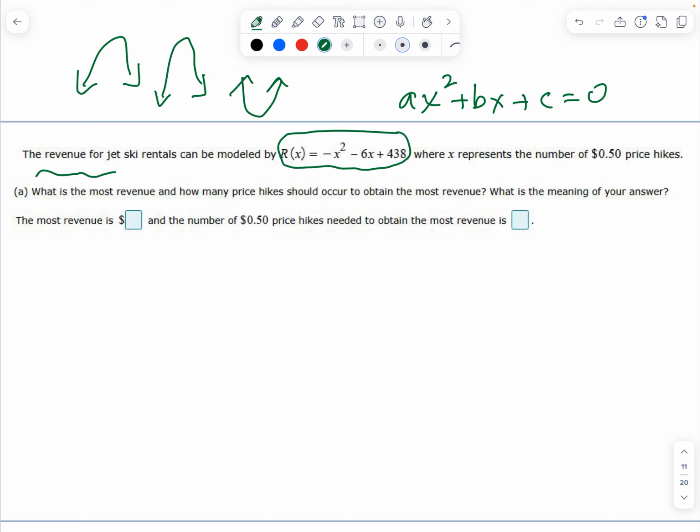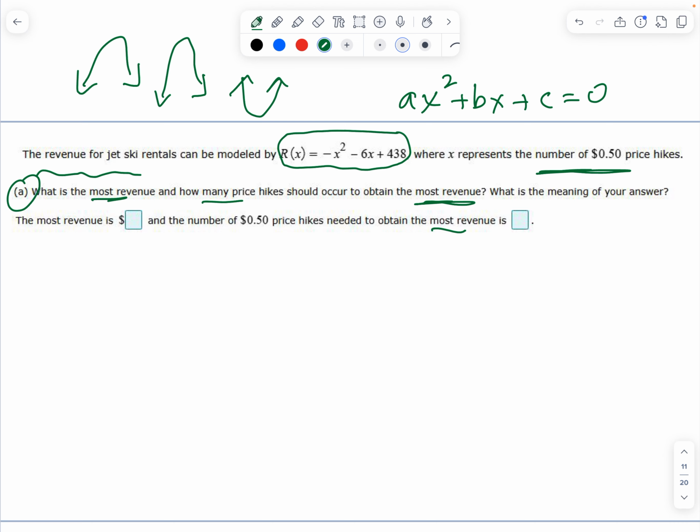All right, we're talking about jet skis and revenue, and it can be modeled by this equation. We have to keep in mind that x represents the number of 50-cent price hikes. What is the most revenue and how many price hikes should occur to get the most bang for our buck? What's the meaning of our answer? Okay, the most revenue is blank, and the number of 50-cent price hikes needed to obtain the most revenue is blank.